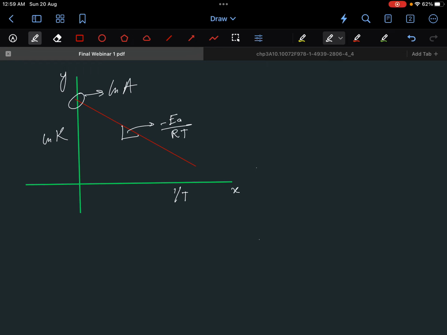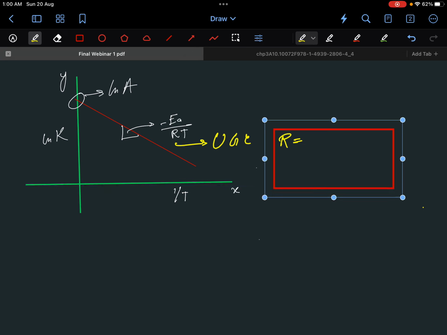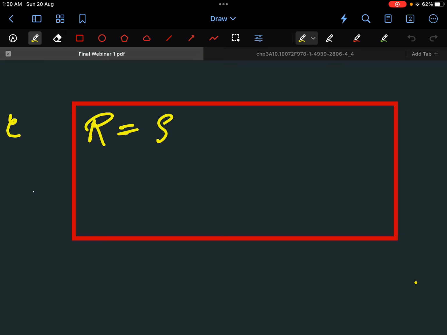So what is this R I am talking about? R is the universal gas constant, UGC. The value of R is very important. You need to remember this. There are two values of R that you need to remember. Let me make this bigger. First one is 8.3145, and another is 2.